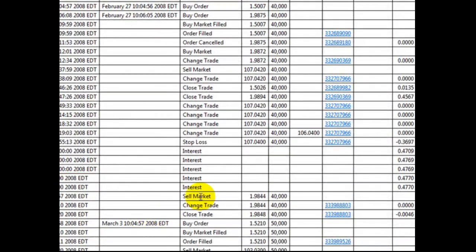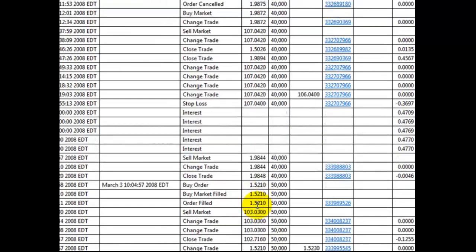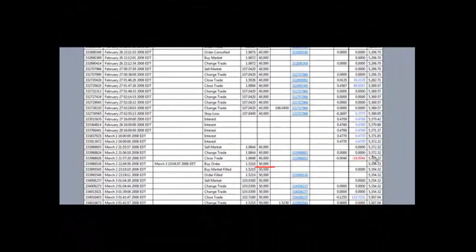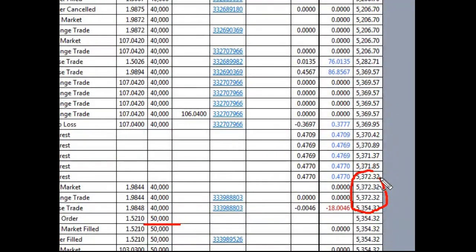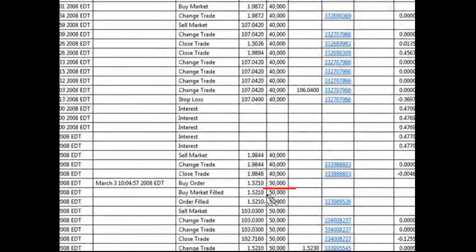Now, I've kept the lot size constant throughout the month of February, and then when we start the next month, the month of March, I've increased the lot size up to $50,000, which you can see there, and that's based on the new account balance of around $5,370. In this case, I've rounded it down, so I've gone from 5,300 odd, and I've rounded it down to 5,000 in order to err a little bit more on the cautious side, and I've adjusted the lot size that I'm using to 50,000, and then we continue to trade.